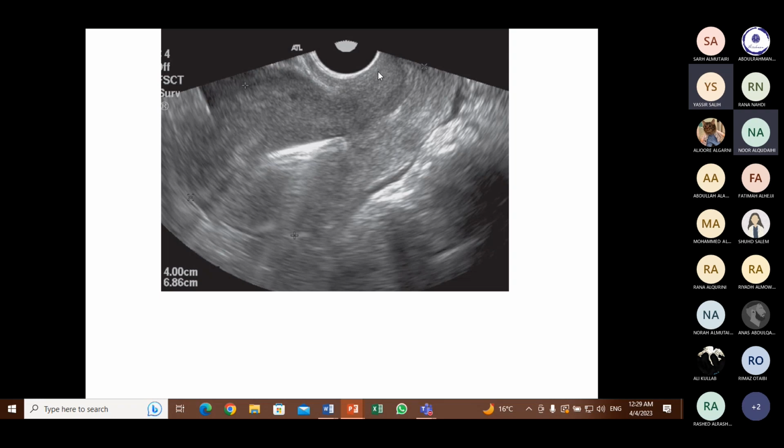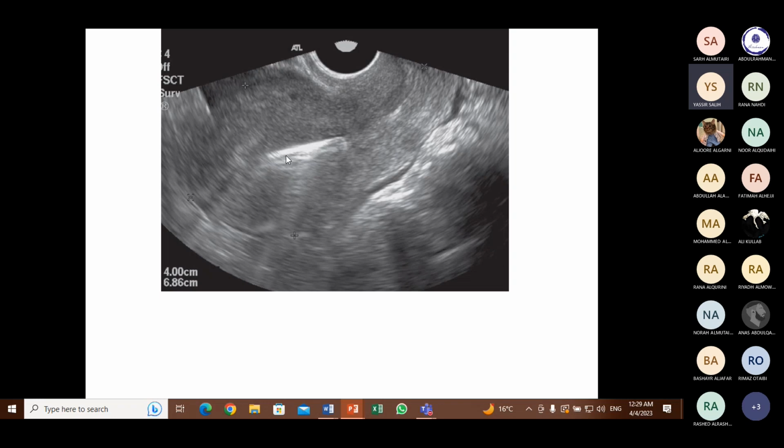Intrauterine contraceptive device. Is it transabdominal or transvaginal ultrasound? Yes, transvaginal ultrasound. What do you see? You can even describe without saying a final diagnosis. What do you see, anything that looks abnormal? Describe the abnormality.